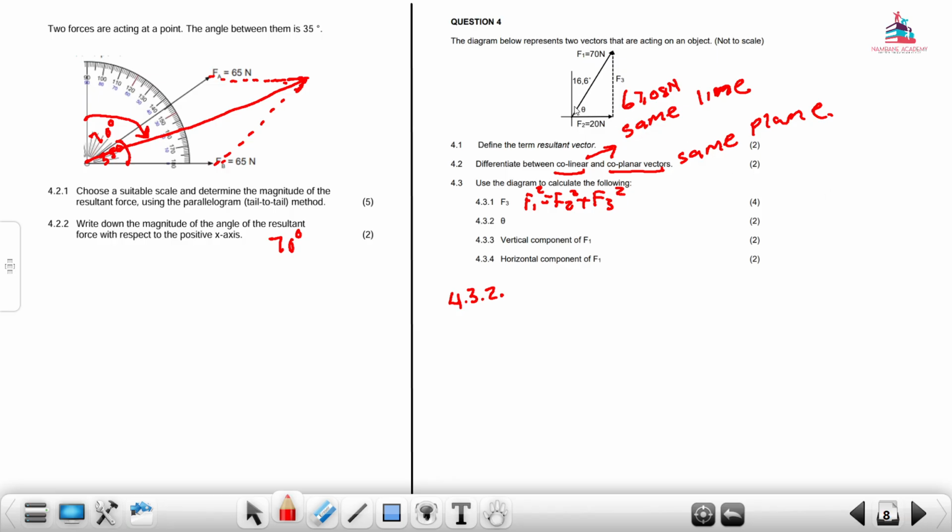How do we determine the angle? Remember, we know that here it's 90. From our 90, we already have 16.6. So our angle will be equal to 90 degrees minus 16.6, which will be given by 73.4 degrees. Then we must determine the vertical component F1 and the horizontal component F1.